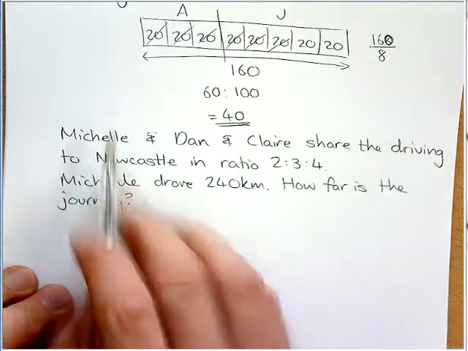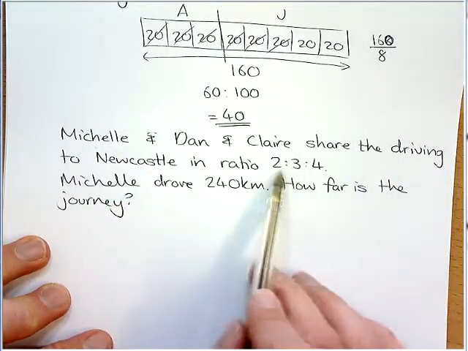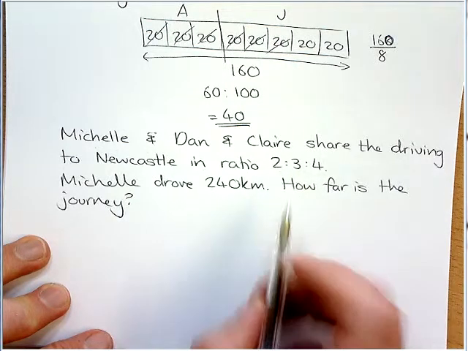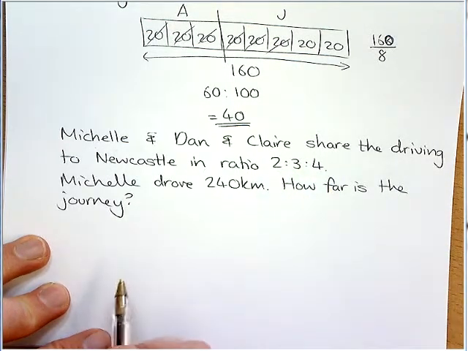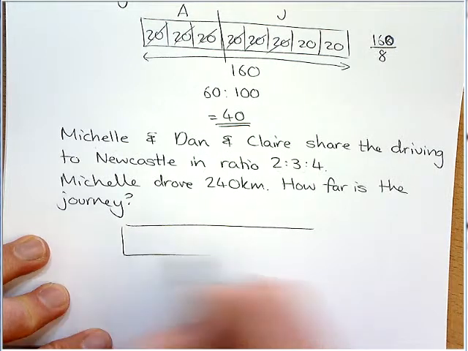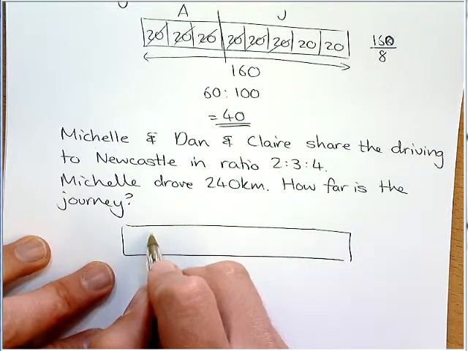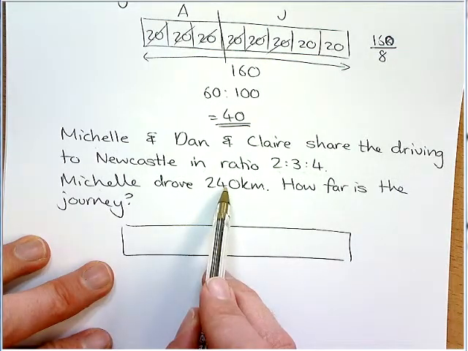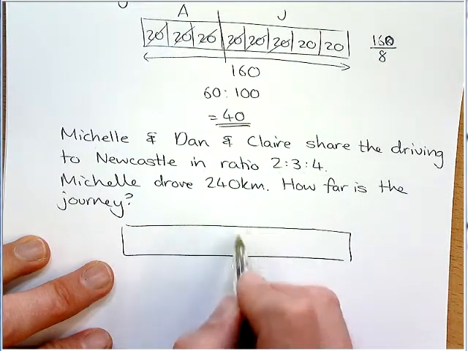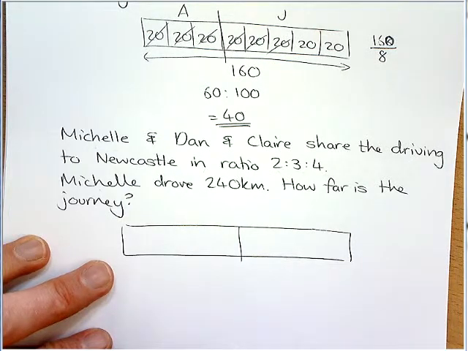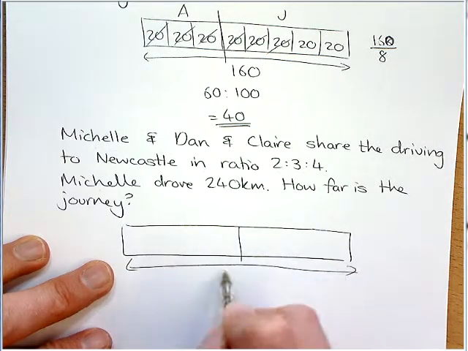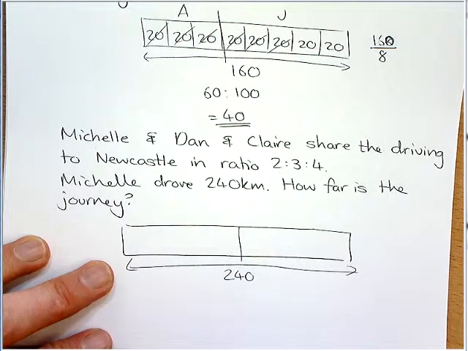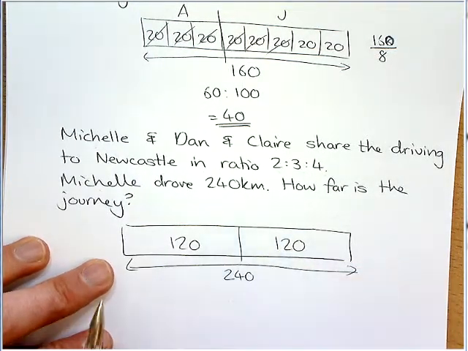Last question's a little bit different. So we've got 3 people driving to Newcastle, and this is the ratio in which they shared their driving. So 2 parts, 3 parts, 4 parts. That's a total of 9 parts. So let's draw 9. Actually, no, because I'm going to read the question. So it says Michelle drove 240. So Michelle actually only drove 2 parts. And that is represented by 240, which means 1 part must be 120 for each.